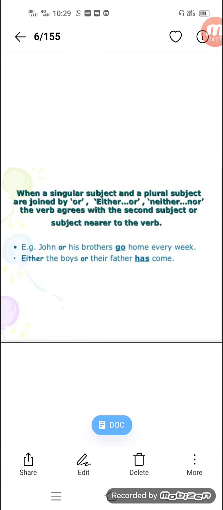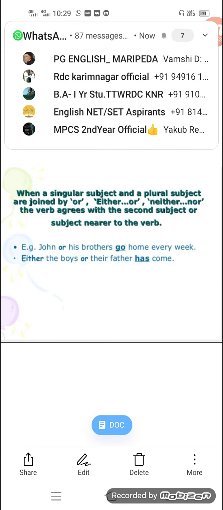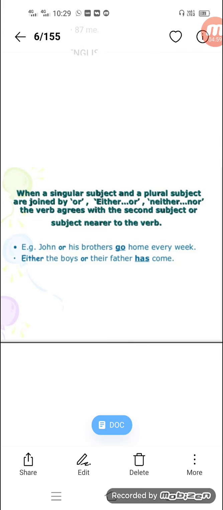When a singular subject and a plural subject are joined by or, either or, neither nor, the verb agrees with the second subject, or the subject nearest to the verb. See here, John or his brothers go home every week. Whenever two different subjects are joined by or, we have to take the one nearest to the verb. Here his brothers is nearest to the verb, that is why we consider it a plural subject and the corresponding verb should be plural. That's why we have to use go.